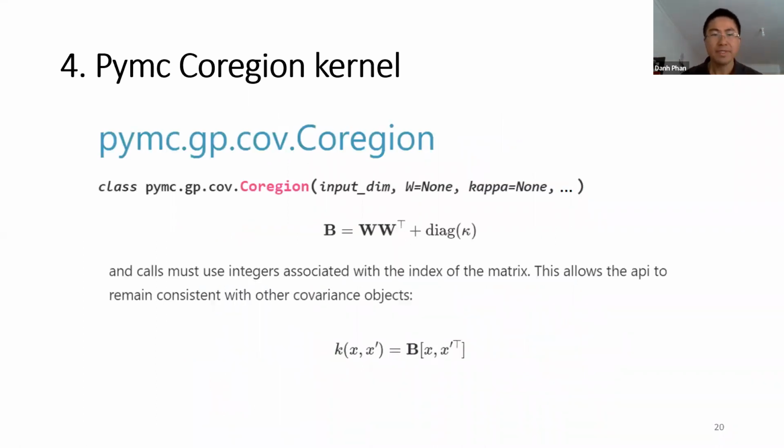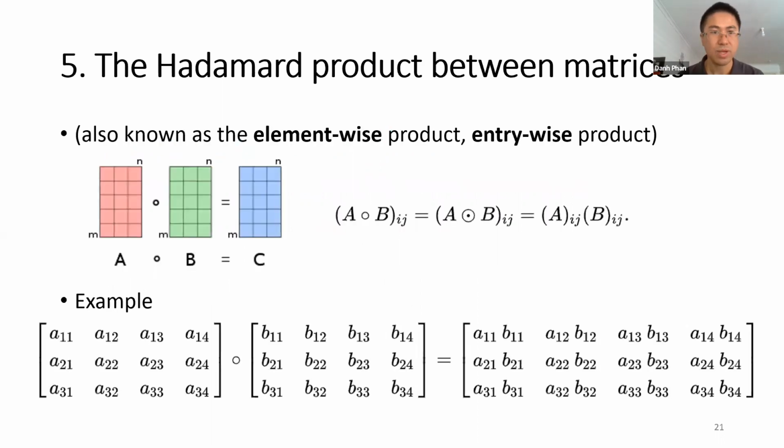So in PyMC, for the B here, we have the covariance or the kernel Coregion, which helps us to represent the matrix B here. Underlying that, it implements not a Kronecker product, but a Hadamard product. So why do we need that? Because the Hadamard product has some features that we will use later. So I will go quickly on that as well.